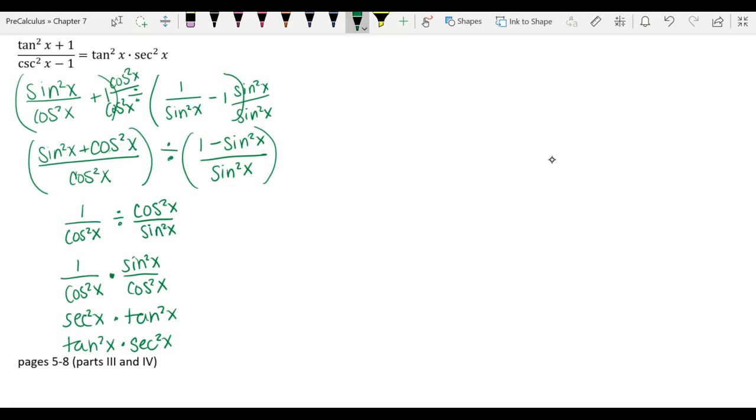So you're going to do pages 5 through 8. 5 through 8 covers these 3 concepts. If you want to start working on pages 9 and 10, you can. But you might get stuck because there is one new part for 9 and 10 that we haven't covered yet.